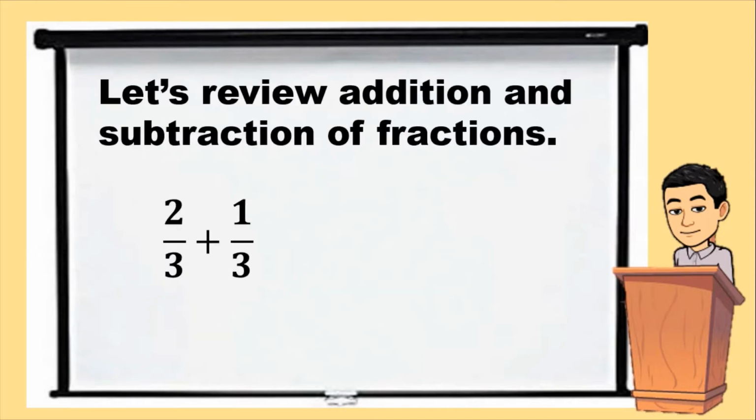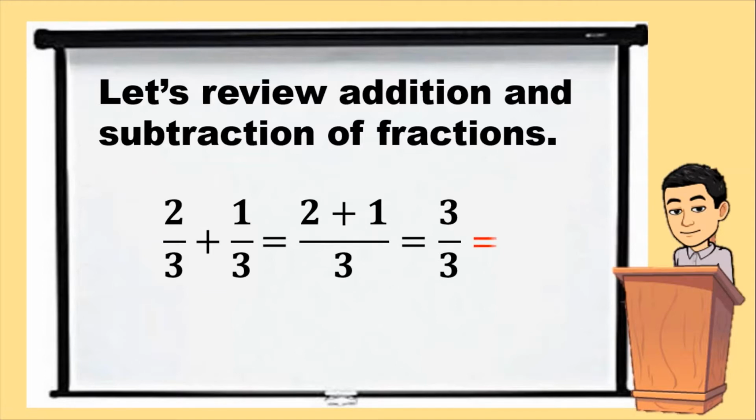Let's review how to add and subtract similar simple fractions. 2/3 plus 1/3. As you can see here, the denominators are the same. We just simply copy that. For the numerator, we will apply the given operation. 2 plus 1, we have 3. So we have 3 over 3, which is also equal to 1.